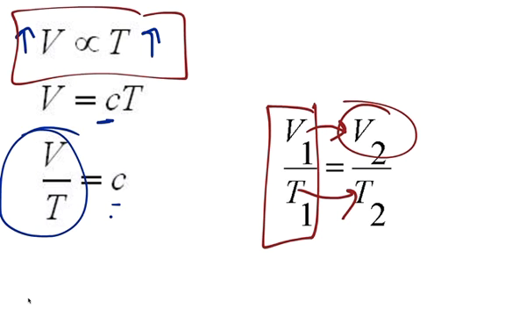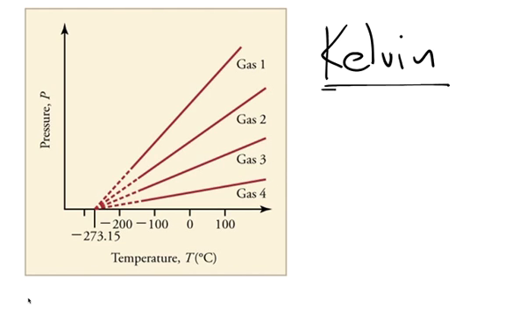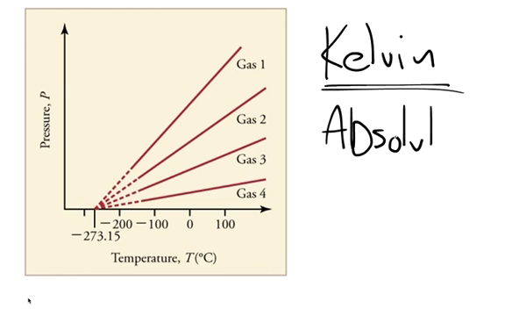It's a proportional relationship. One quick caveat we need to talk about when we talk about Charles' law is that temperature is going to be on the Kelvin scale. We always want to make sure we're using the Kelvin scale. The Kelvin scale is based on the idea of absolute zero. Absolute zero is really a theoretical point.